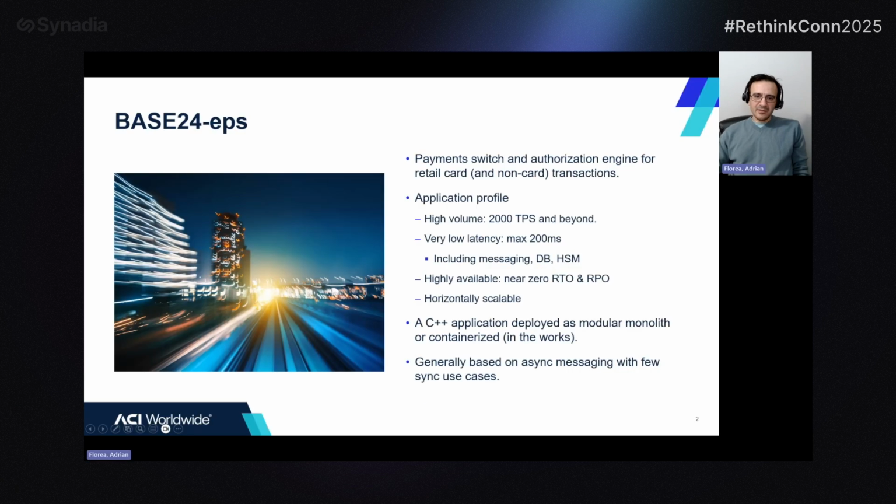As a bit of background, I'll talk about base24 EPS. This is a card payments switch and authorization engine that can also do non-card transactions. The profile of the application is based on high volume, which currently sits around 2000 TPS, and very low latency. We have a maximum of 200 milliseconds latency per transaction. That includes messaging subsystem, database access, and hardware security devices.